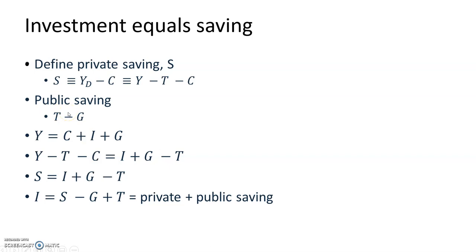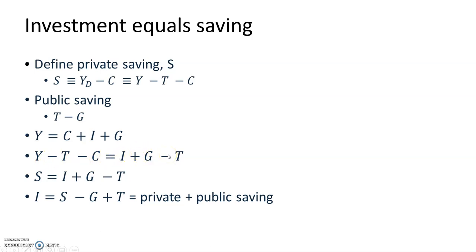Now to return to the equation for equilibrium in the goods market that we derived earlier. Production must be equal to demand, which in turn is the sum of consumption, investment, and government spending. So Y is equal to C plus I plus G. Subtract taxes T from both sides and move consumption to the left side. So then we have Y minus T minus C is equal to I plus G minus T.